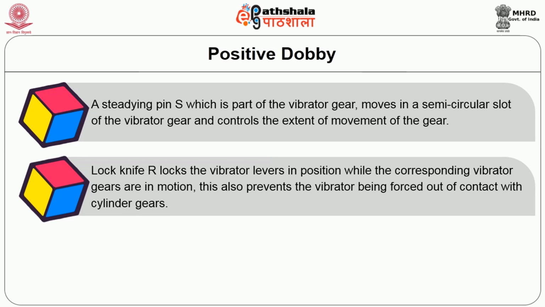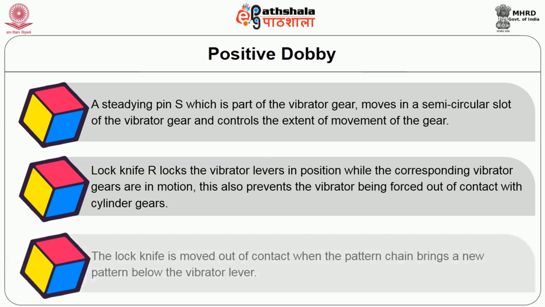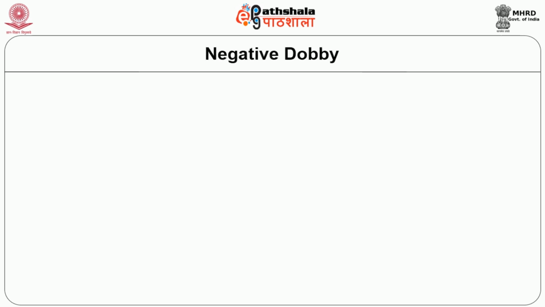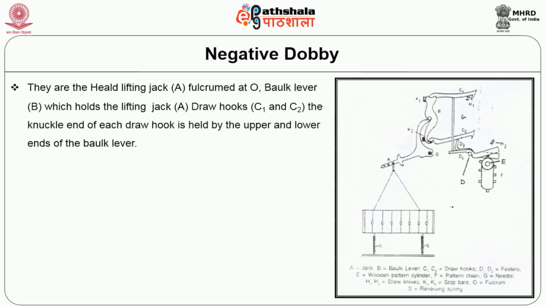Lock knife R locks the vibrator levers in position while the corresponding vibrator gears are in motion. This also prevents the vibrator from being forced out of contact with the cylinder gears. However, the lock knife is moved out of contact when the pattern chain brings a new pattern below the vibrator lever. So there you can see a cross-sectional view of a positive Dobby with all the illustrations. Okay, so next we'll go on to the negative Dobby.